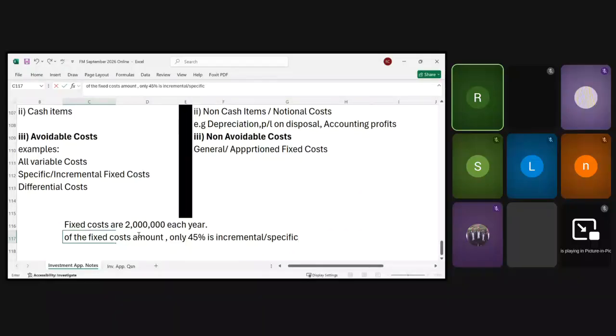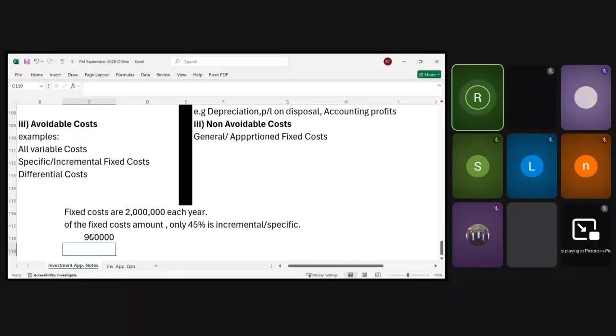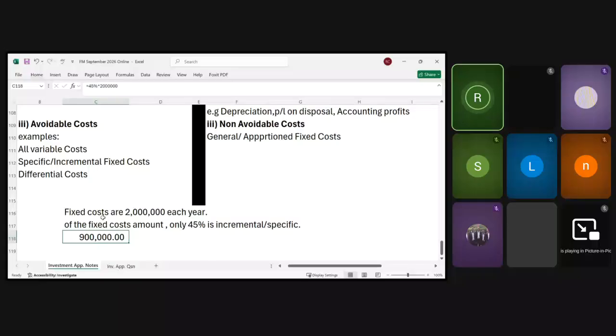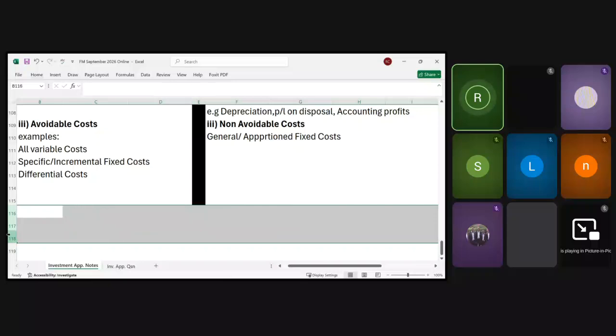It means that at the organization, we might have a total of 2 million fixed costs, but 45% of the 2 million is specifically linked to the decision of us investing. So our relevant fixed cost there could be 45% times 2 million. In our appraisal, we are going to include 900,000 and not the whole amount of 2 million. That is just an example here.